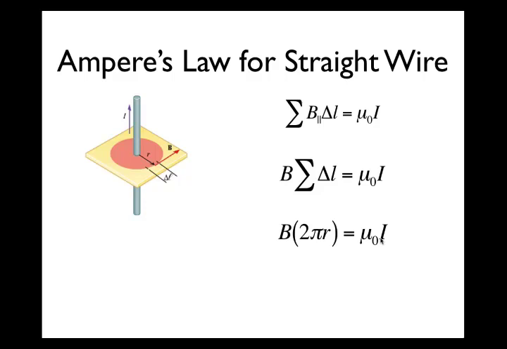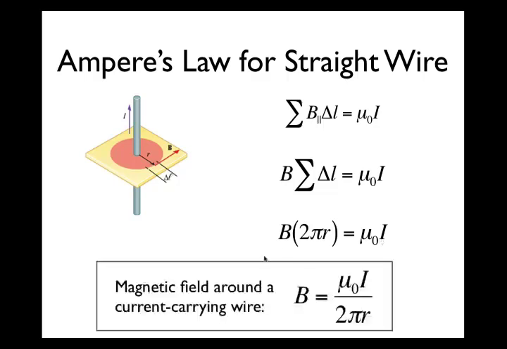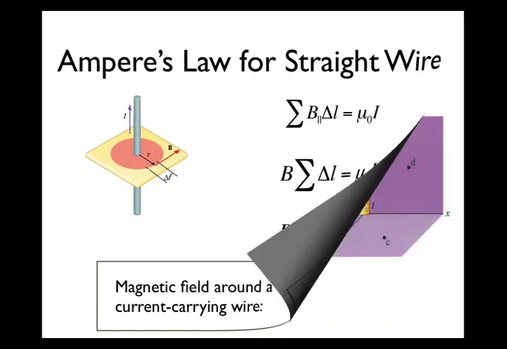We often use Ampere's law to actually write an expression for calculating the magnetic field, and so if we move the 2 pi r over to the other side, we have an expression that predicts what the magnetic field around a current carrying wire will be. It will equal the permeability constant times the amount of current in the wire divided by 2 times pi times the distance you are away from the wire. And so this predicts that the magnetic field strength will drop off as you move further and further away from the current carrying wire.